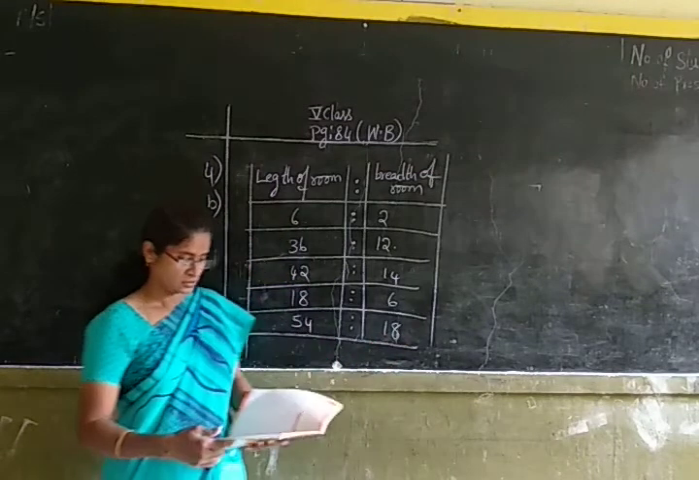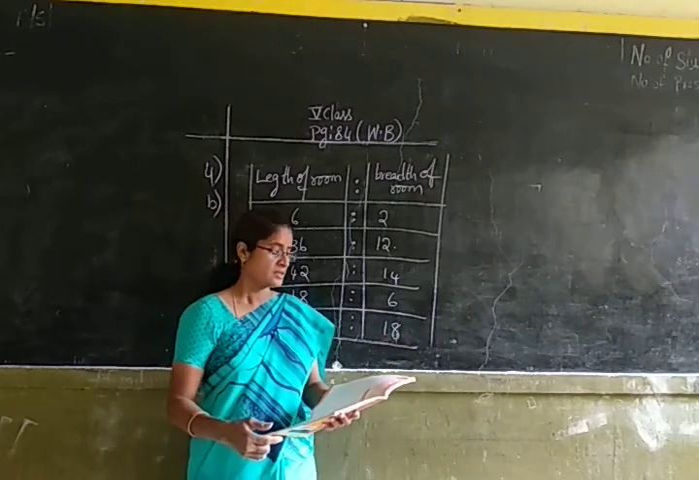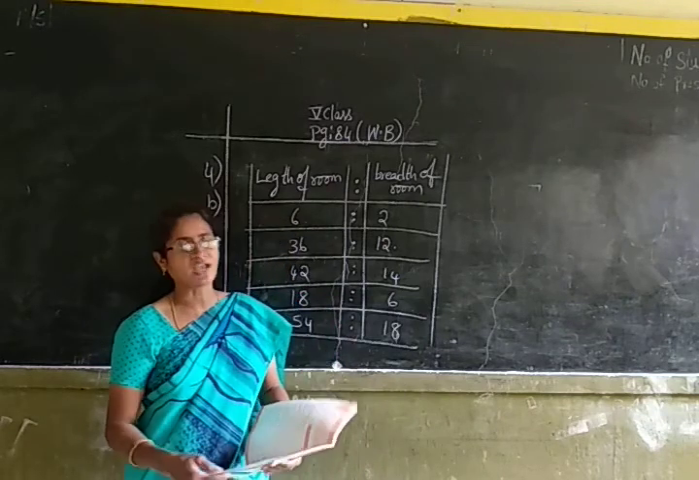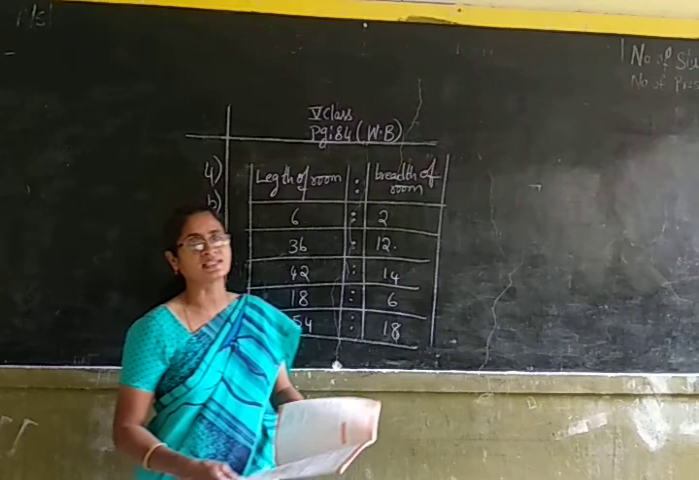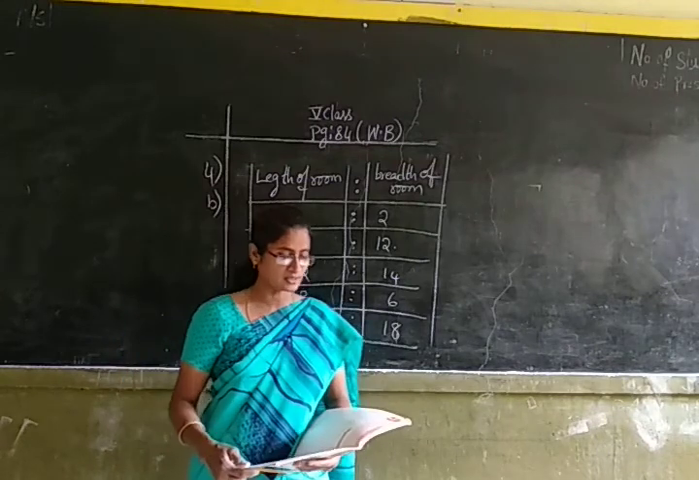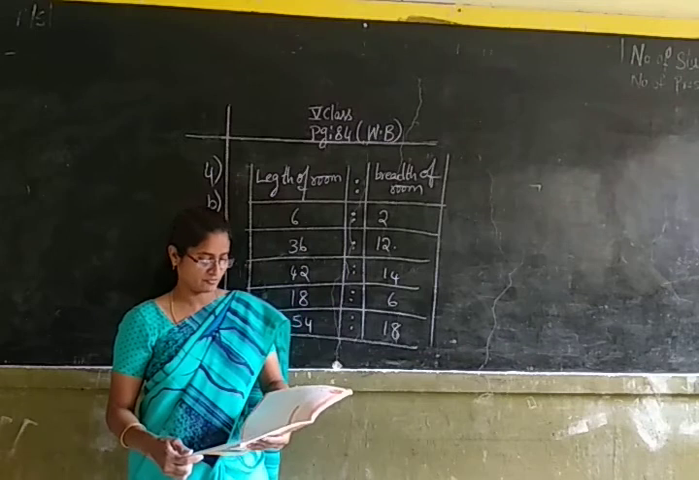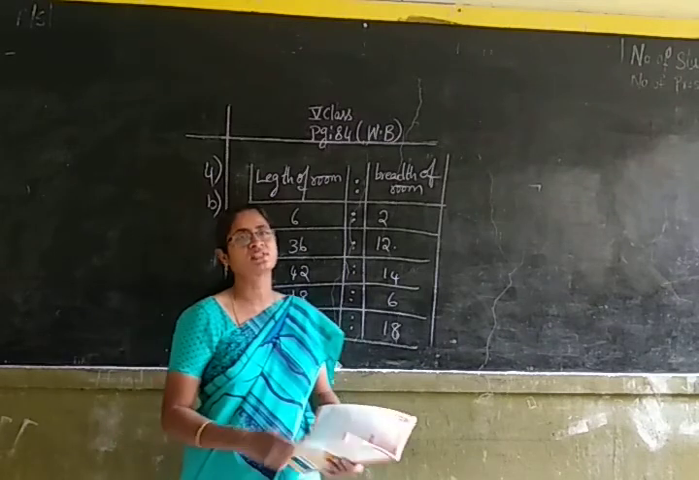Okay children. So all of you do third C and fourth C sums for homework. In fourth sum I have completed A and B sums. You do the C sum for homework. Similarly in the third sum I have completed A and B sums. You do the C sum for homework.